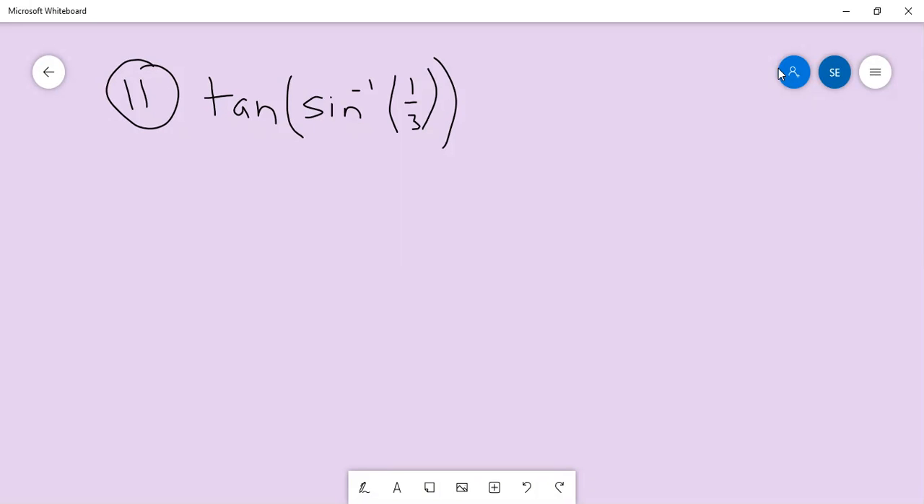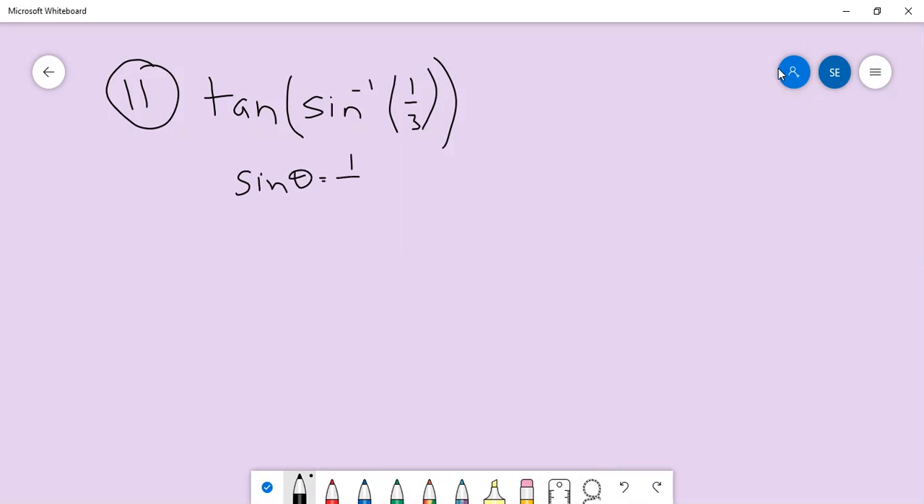Problem 11 was to find the exact value of tangent of the inverse sine of 1/3. What the inverse sine is really asking is: sine of what angle is equal to 1/3? So we're looking for that angle, that theta.